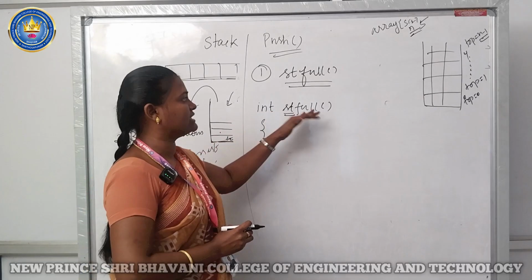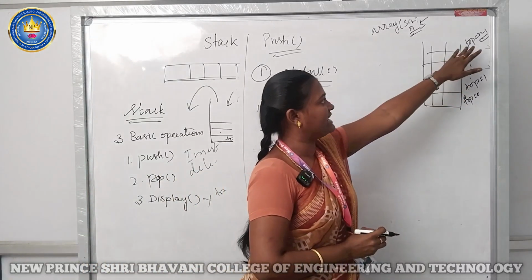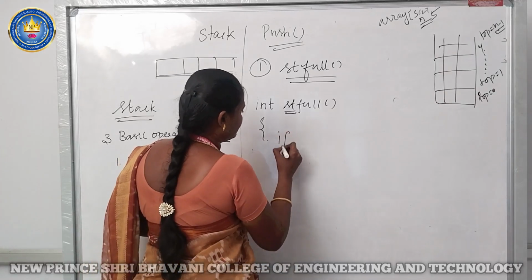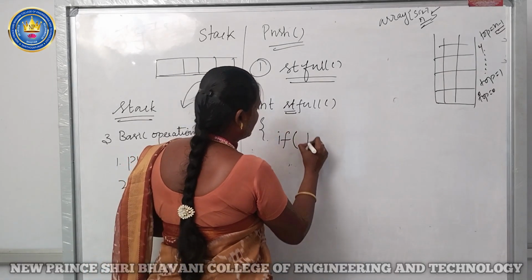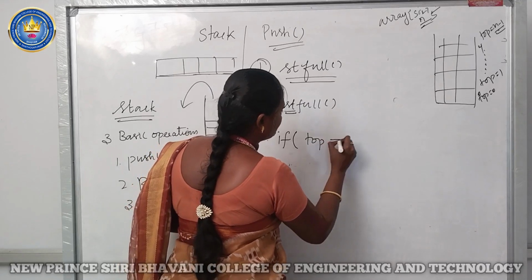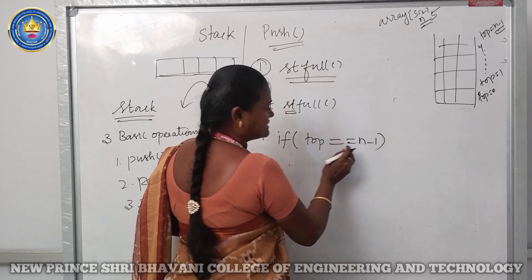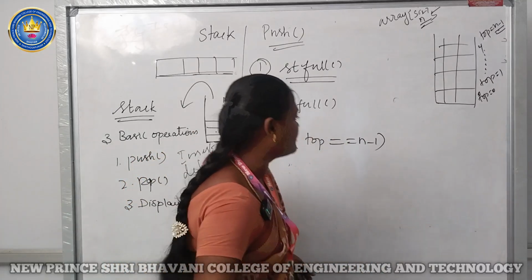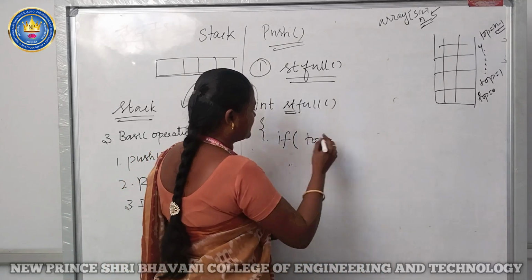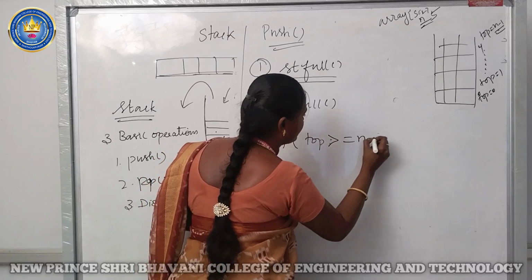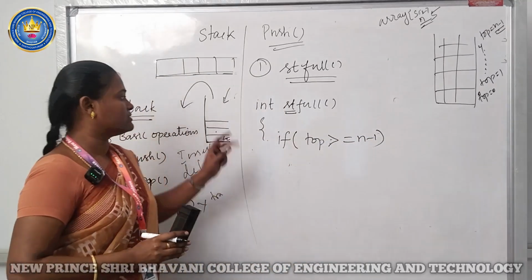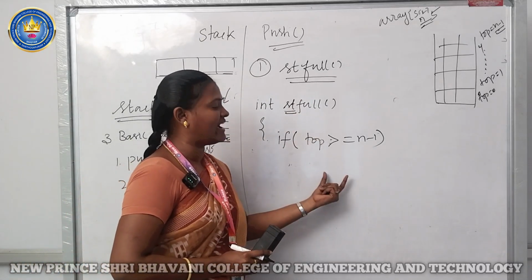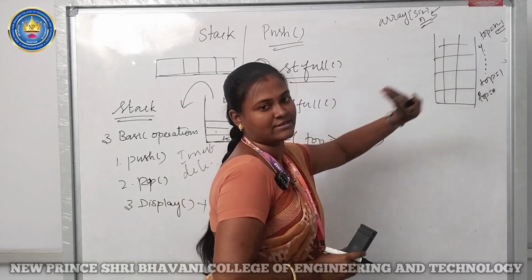When the top value reaches n minus 1, the stack is full. Then in the routine, in the if condition, we give top equal to n minus 1. This is one type of condition. Another method is to write the condition top greater than or equal to n minus 1. Both are correct. So we check whether the top value is greater than or equal to n minus 1.